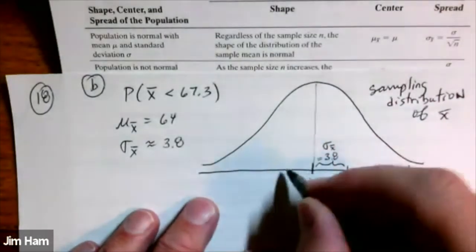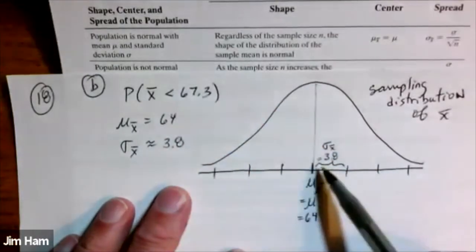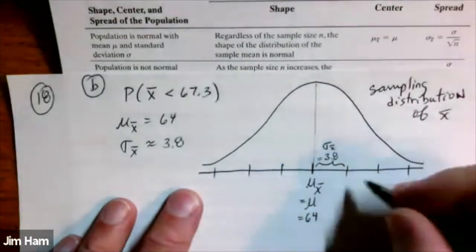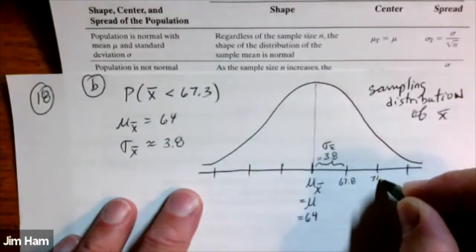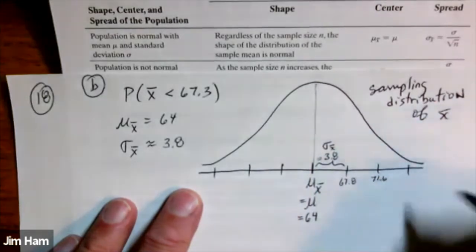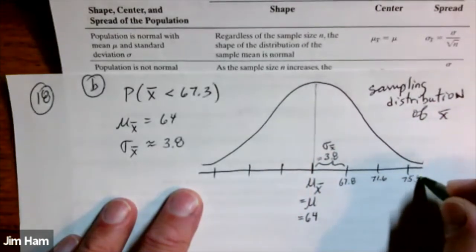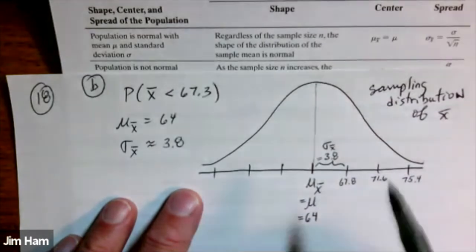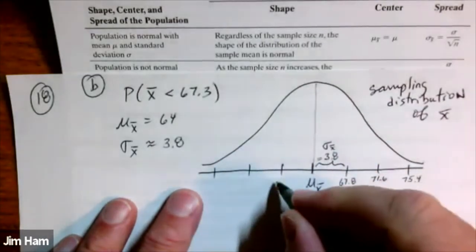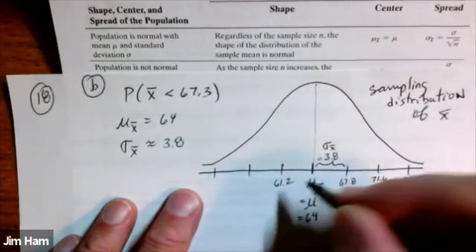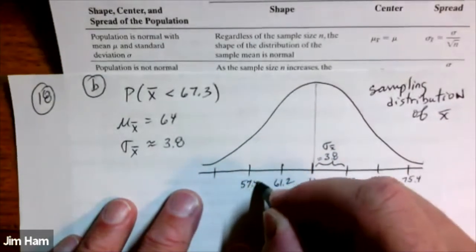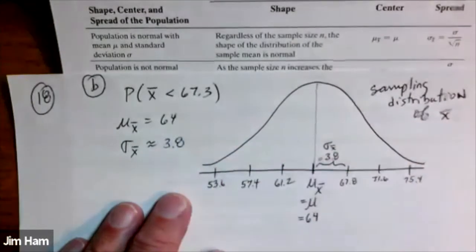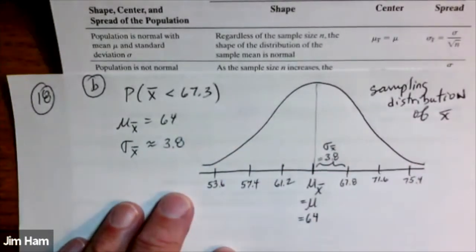All right, so I'm going to label this scale using the 3.8 as my scale marking. And then this would be 67.8 and then 71.6 and 75.4. Going back the other way, this is 64, subtracting would be 61.2. And then 57.4, and then 53.6. Do this however you've done it in the past.